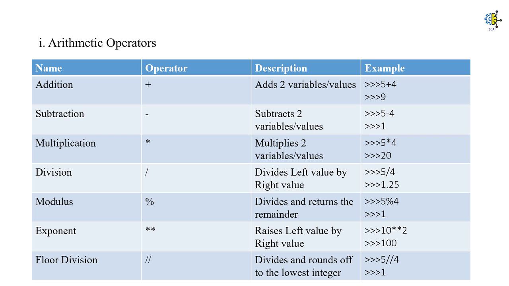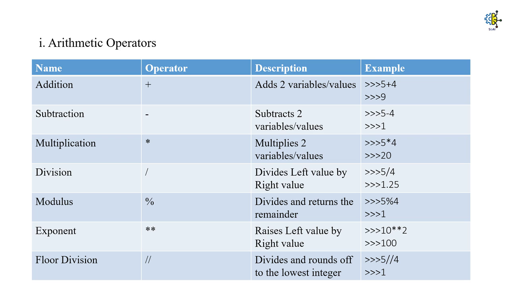Arithmetic operators. These are all the arithmetic operators which are used in Python. As the name already suggests, these are used to carry out arithmetic operations upon values and variables. The addition operator is used to add two variables or values. So as you can see in the example, you can use the plus operator to add 5 and 4 to get the value 9. The subtraction operator is used to subtract two variables or values.